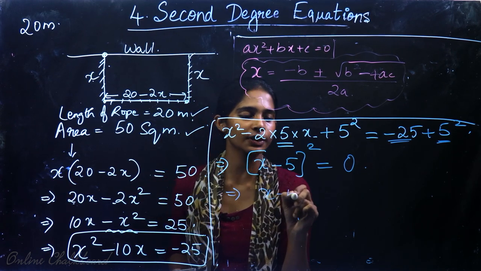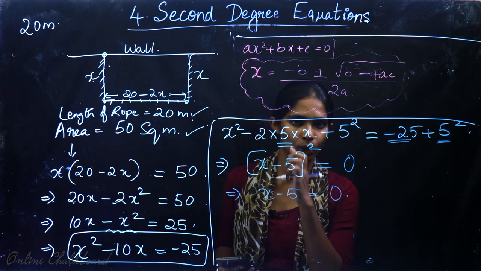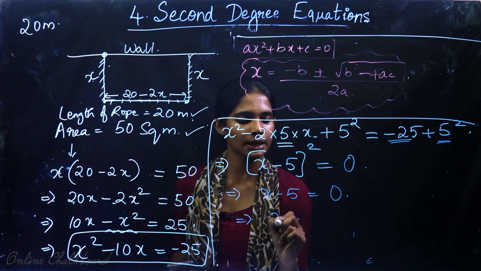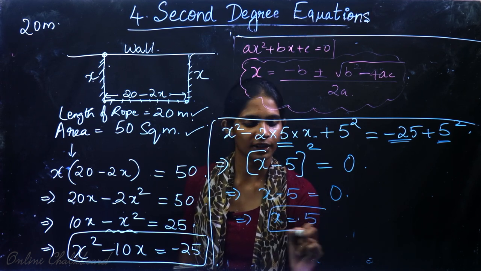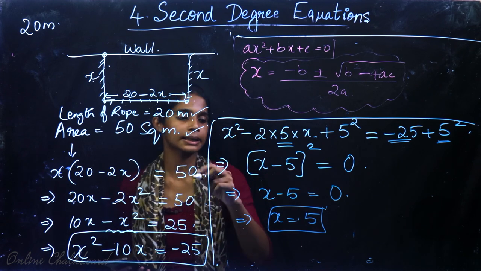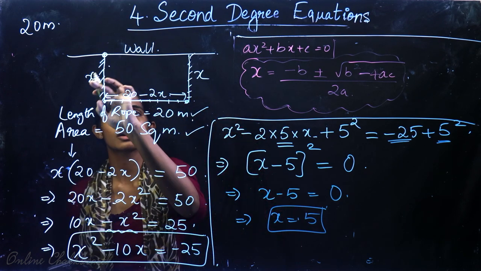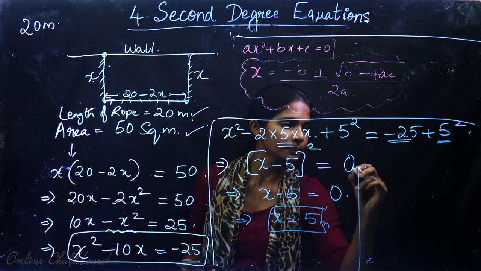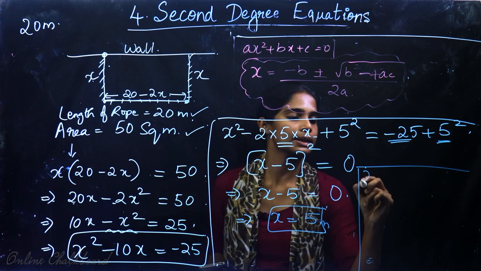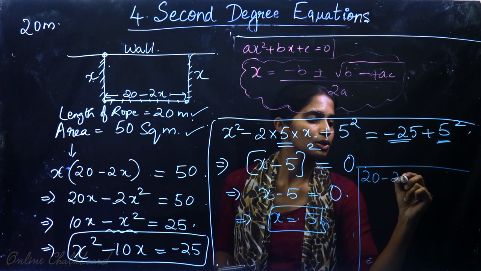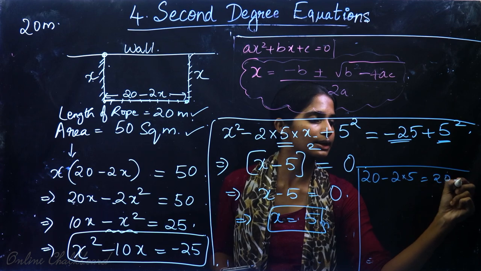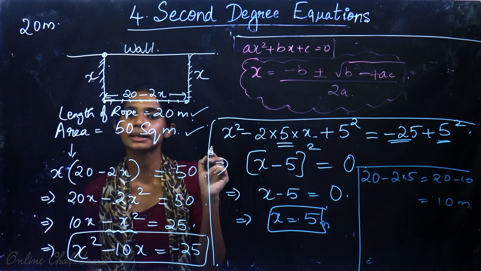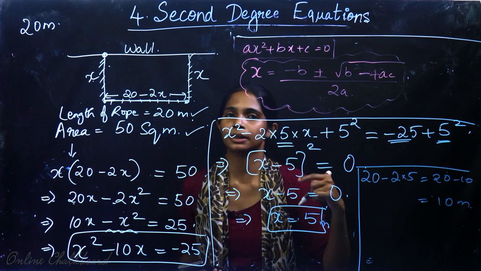Then what should x minus 5 be? It has to be 0. If the product of two numbers is 0, then those numbers will be 0. So from here you can say x is equal to 5. So one side is of length 5 meters and the other side will be 20 minus 2x, that is 20 minus 2 into 5, that is 20 minus 10, which is 10 meters. So we got the dimensions of the rectangle using the completing the square method.